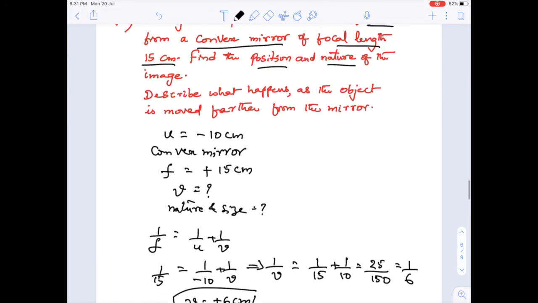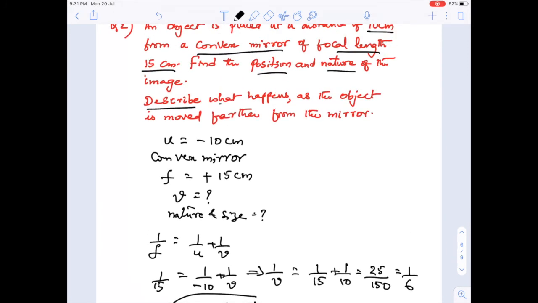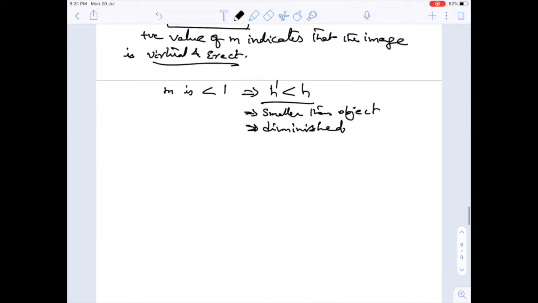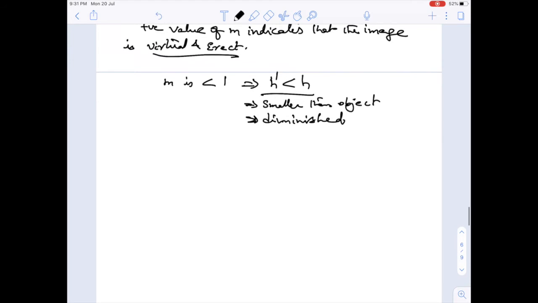Now, let us look at the last portion of the problem. Describe what happens as the object is moved farther from the mirror. That means, when the object is moved farther from the mirror, u is tending to infinity. It is moving away from the mirror, then the image position tends towards focus. We have seen how, with respect to the change in the position, the image changes.